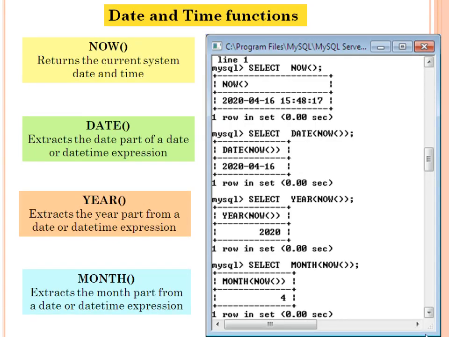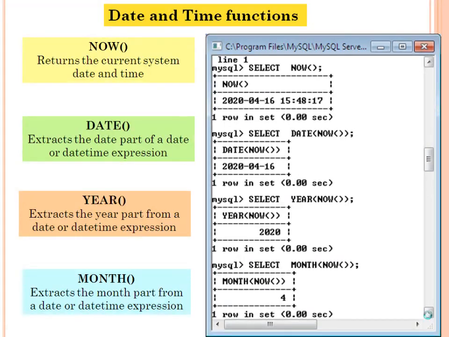Next are the date and time functions. First is the now function. It will give me the system's current date and time. Next function is the date function. It will extract the date from a date or time expression. So I had written a date and time expression in between, and it will extract the date from it. Similarly, I had written the next function, year. It will extract the year. Month, similarly, will extract the month from the now function.